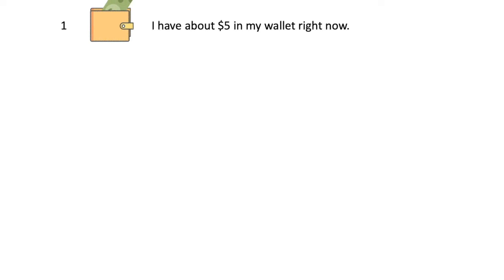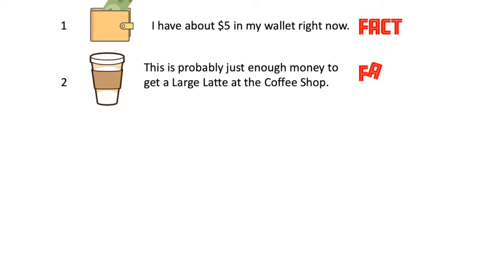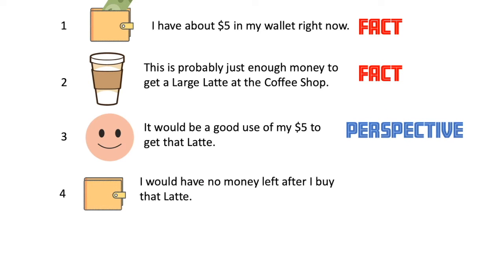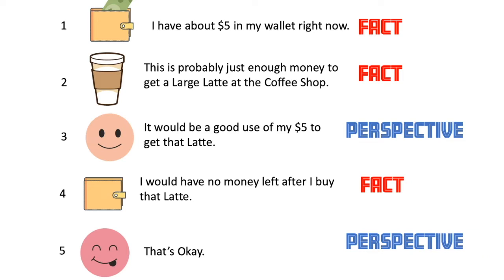Let me give you an example. I have about $5 in my wallet right now. That's a fact. This is probably just enough money to get a large latte at the coffee shop. Another fact. It would be a good use of my $5 to get that latte. Now that's a perspective. I will have almost no money left after I buy that latte. Unfortunately, that's a fact too. That's okay. Another perspective. But before I plunk down all my cash, I might choose to change the perspectives in that equation to consider a different outcome.